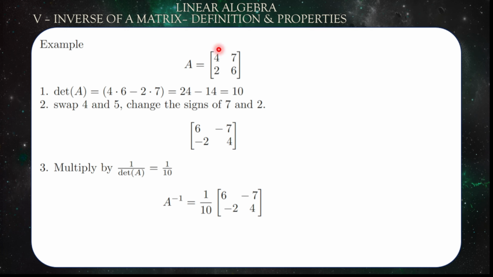Second, we swap 4 and 6. Not 4 and 5, 4 and 6, by the way, it's a typo here. So 4 becomes 6 and 6 becomes 4. Then 7 and 2, we multiply them by a negative sign. Finally, we multiply that by 1 over the determinant of A, the inverse of the determinant. So A^-1 is equal to 1 divided by 10 multiplied by [6, -7; -2, 4]. This is the inverse matrix of A.